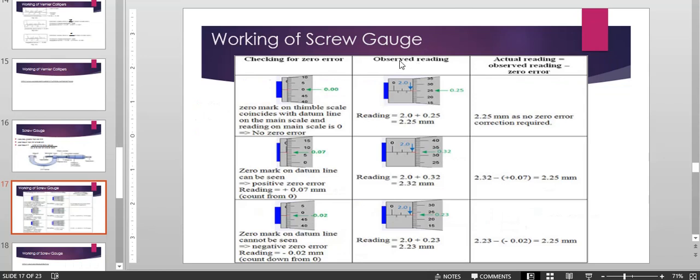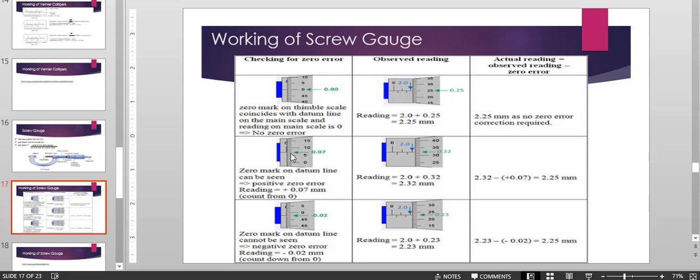Now let's talk about the working of the screw gauge. It is also similar to the vernier caliper. On closing the stud and spindle of this screw gauge, if the zero of the circular scale is in direct contact with the index line, or is perpendicular on the 0 of the main scale, then there is no error or zero error in your screw gauge.